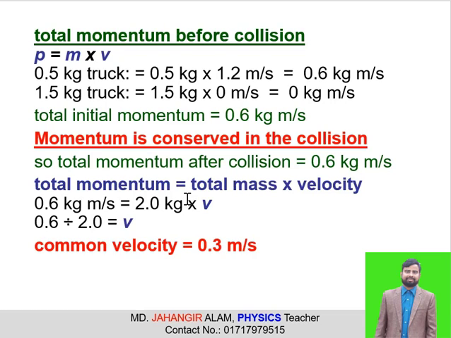Momentum is conserved in the collision, so total momentum after collision will be 0.6 kg meter per second. Total momentum equals total mass into velocity. After collision, the two trucks are combined together, so total mass will be 0.5 plus 1.5, which is 2 kg, and the combined velocity is V after collision. So 0.6 divided by 2, so common velocity is 0.3 meter per second.